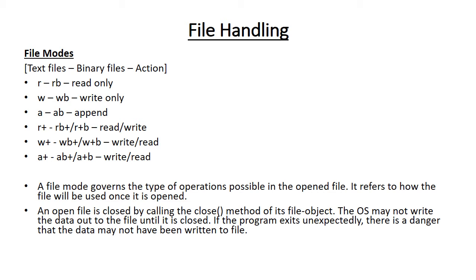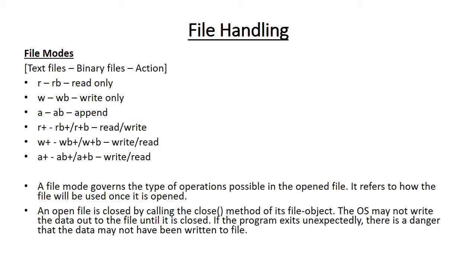The very first one is used for the text files, and the second one is used for the binary files, and the third one explains the action. For example, you can see read only, write only, append, like that. That specifies the action. So for text files, R stands for read only, W stands for write only, A stands for append, R plus stands for read and write, W plus stands for write and read, A plus stands for again the append and write or read.